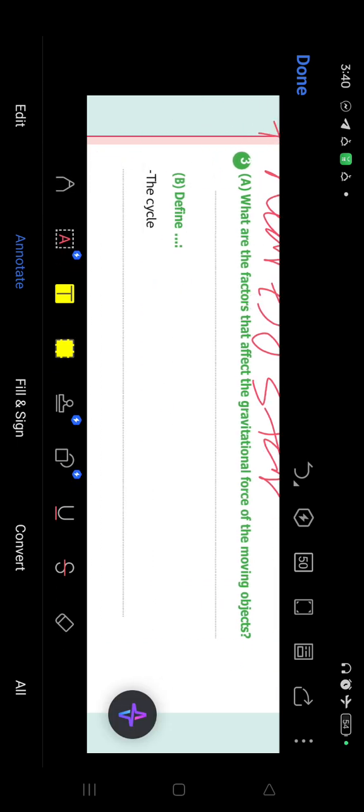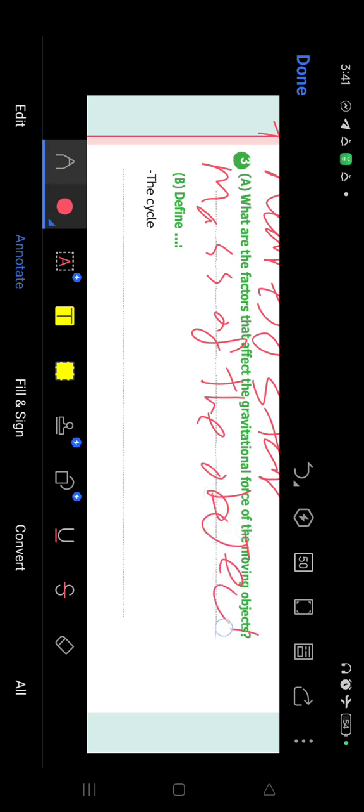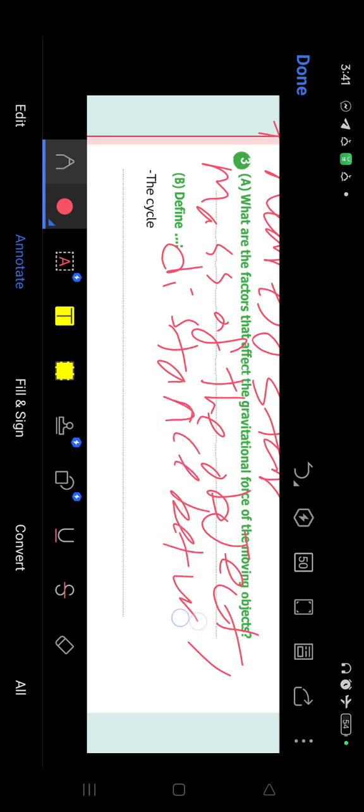What are the factors that affect the gravitational force of a moving object? Of course, the mass of the object and the distance between objects.